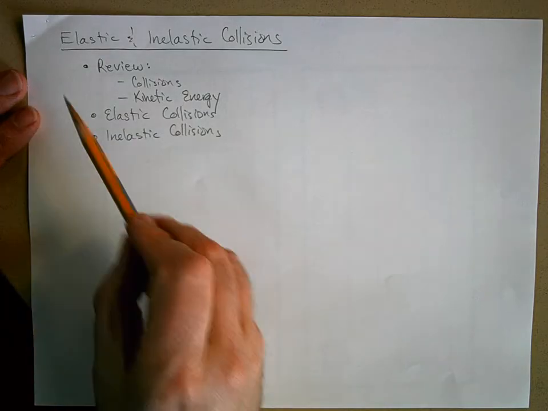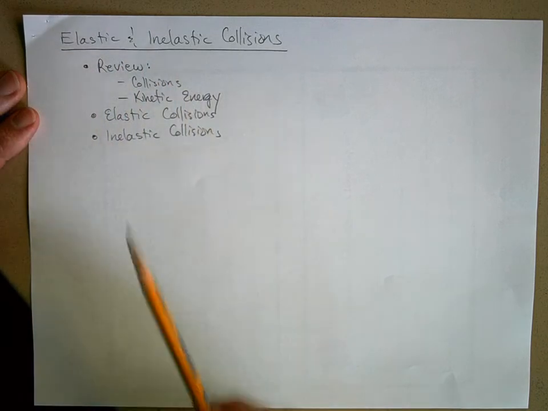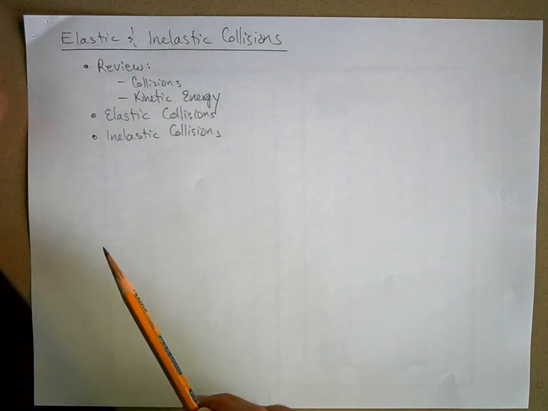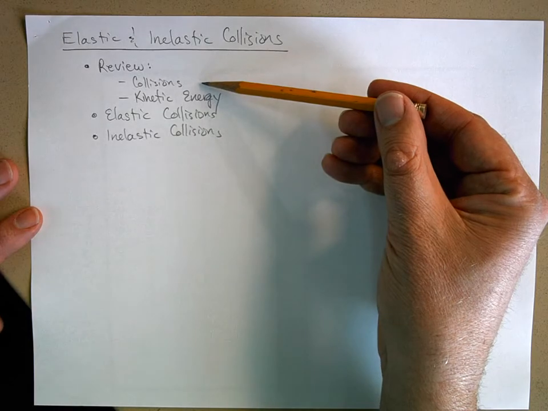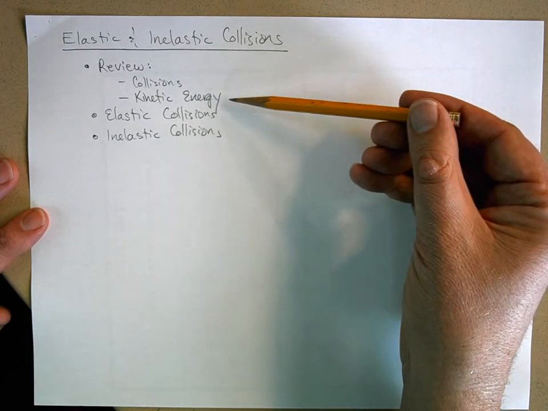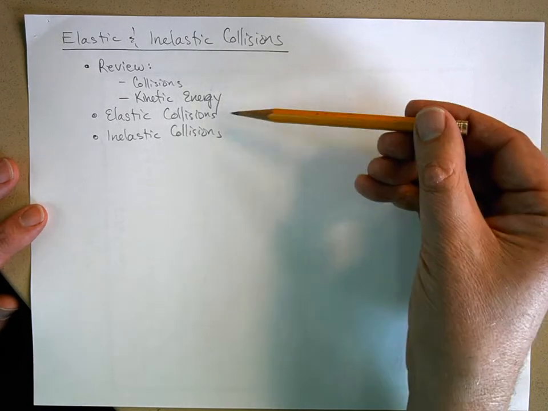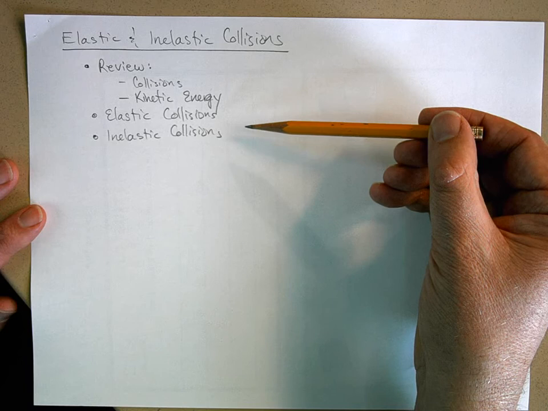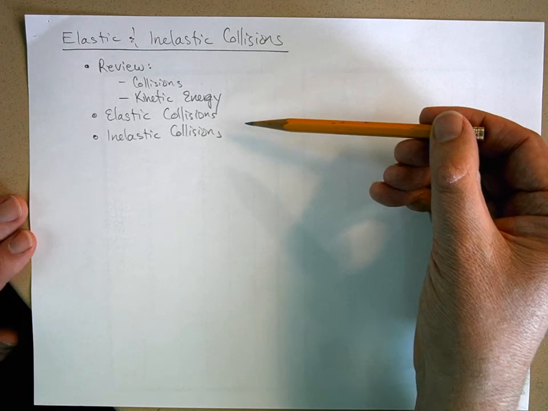Let's talk about two different kinds of collisions here. We have elastic collisions and inelastic collisions. So first, I want to review collisions in general and how collisions conserve momentum. And then we'll review kinetic energy, because we're going to classify collisions based on what happens with kinetic energy.